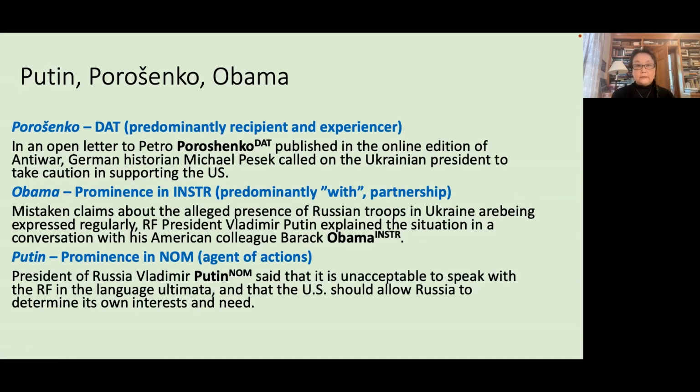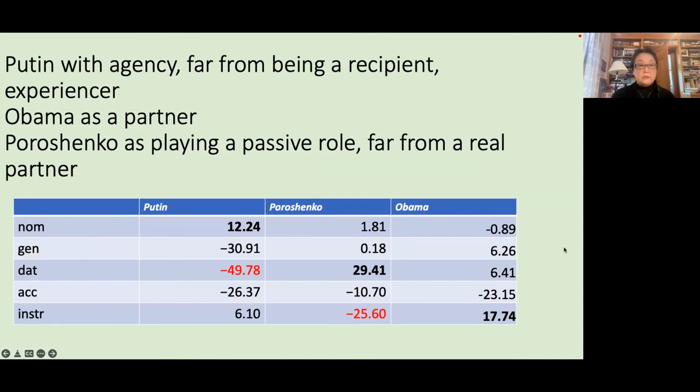Okay, and so here are the numbers. Putin is strong with agency, far from being a recipient. You see that the dative case is very, very weak in prominence. Obama appears and is represented as a partner in the instrumental case, but it's not strong in agency. Poroshenko is represented as playing a passive role in the dative case and is far, far from a real partner.